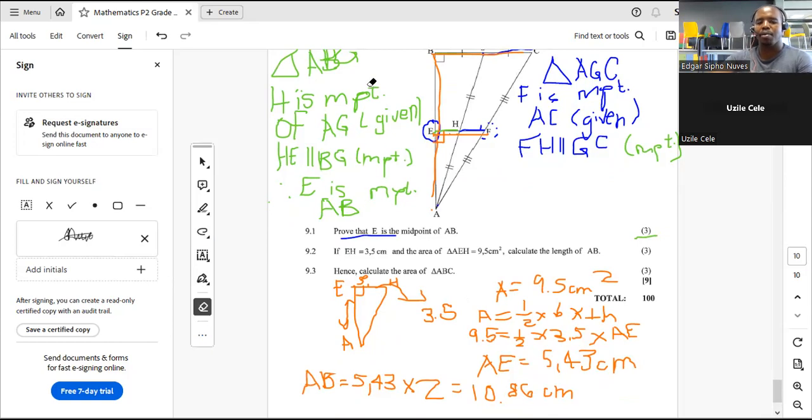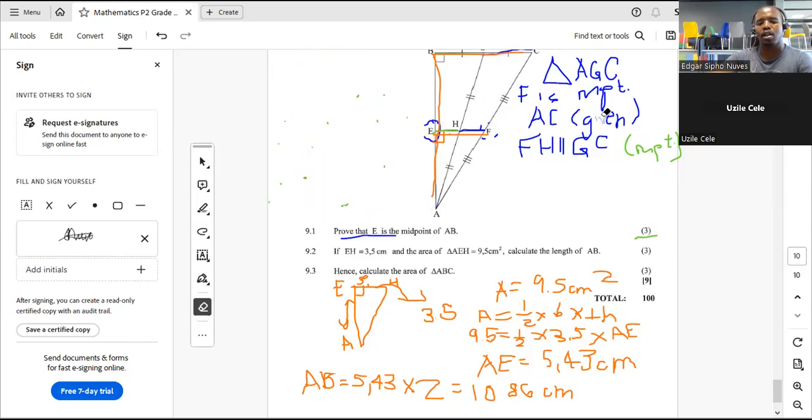Now the last part. I'm gonna erase some of this part from question 9.1 because we don't need that anymore. It was a proof, so we don't need it anymore. Give me a second. Okay. So I don't need this anymore. So we're gonna finish off question 9.3, and then from there we are done.